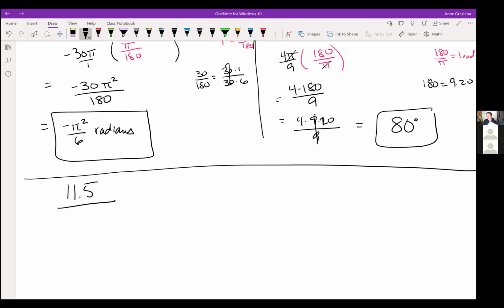All right. All right, so 11.5 is right triangle trigonometry.